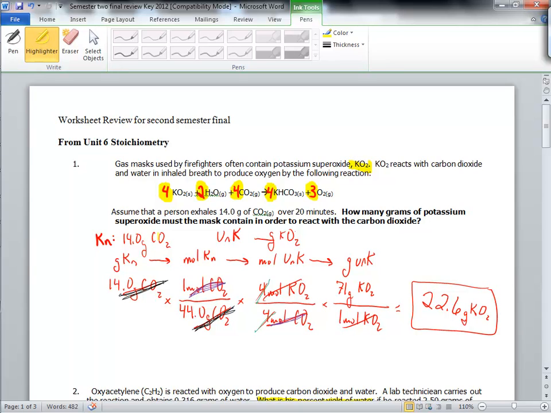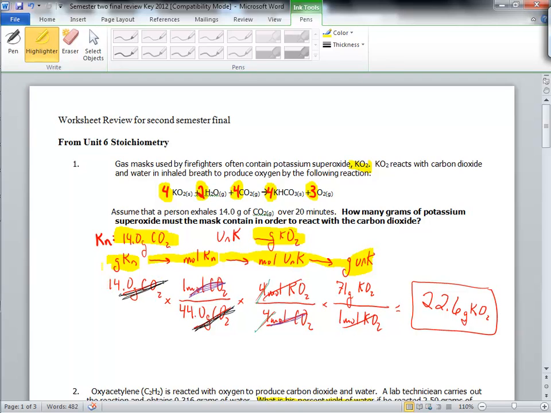Sometimes it's good to write this 14 grams right up under the CO2 and the unknown right up under the potassium superoxide so that you can see exactly where those are going to be. But it's also important to remember that we follow this algorithm. Grams of the things we start with, convert that to moles of what we started with, convert that using the stoichiometry to the moles of what we're looking for, and then if we need to go on to the mass of the unknown, you can do that. So these numbers reflect exactly that.